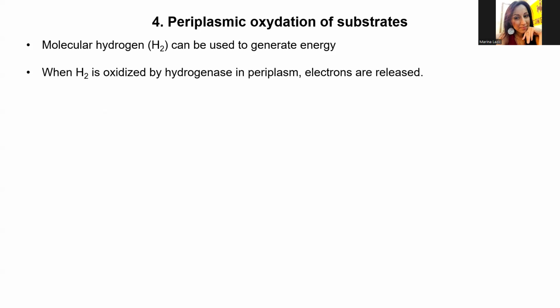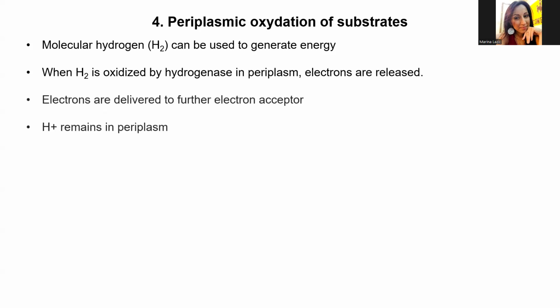So again, because it's an electron transport chain, those electrons that are released from hydrogen by hydrogenase will be delivered to the further electron acceptor, but the hydrogen that will be generated will not go anywhere, it will just remain in the periplasm.